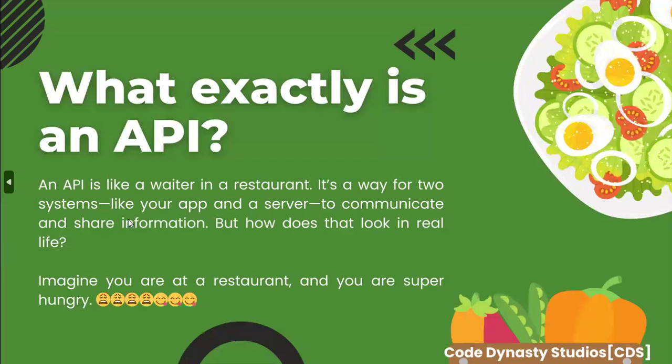So what exactly is an API? An API is like a waiter in a restaurant. It's a way for two systems, like your app and the server, to communicate and share information.